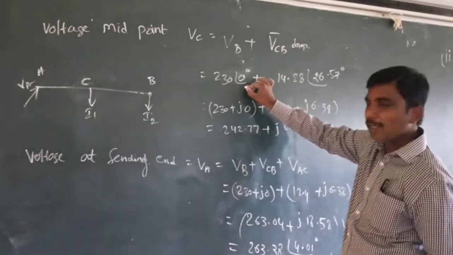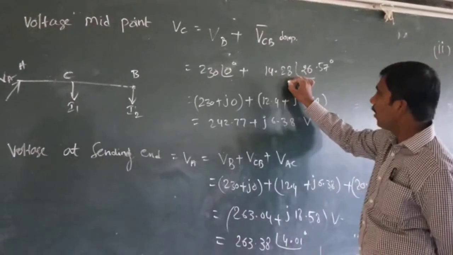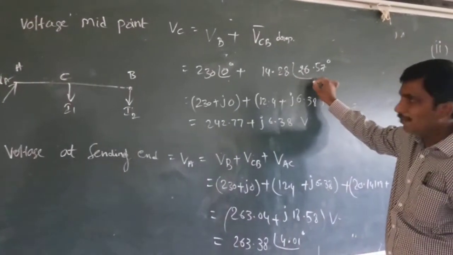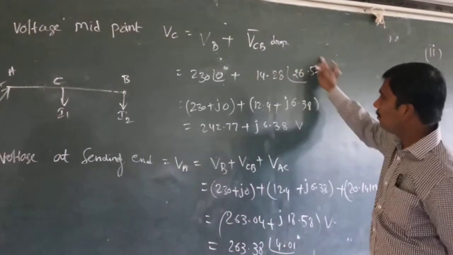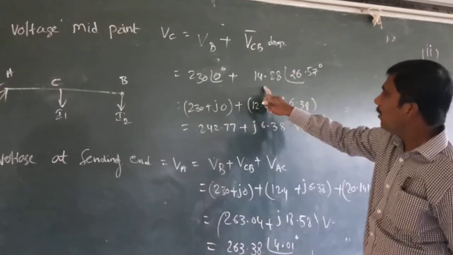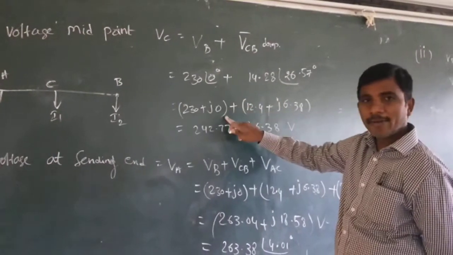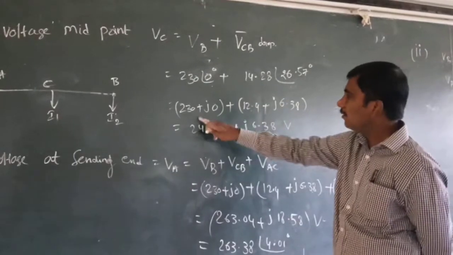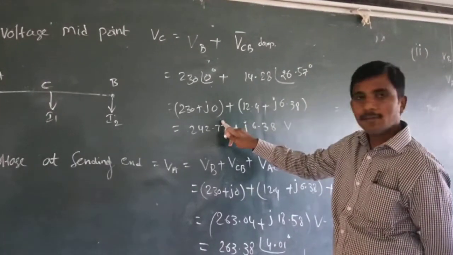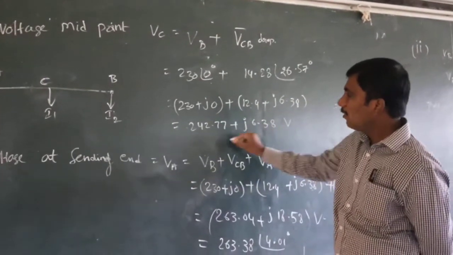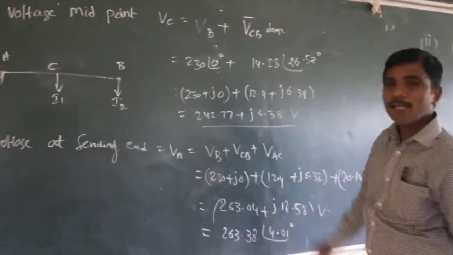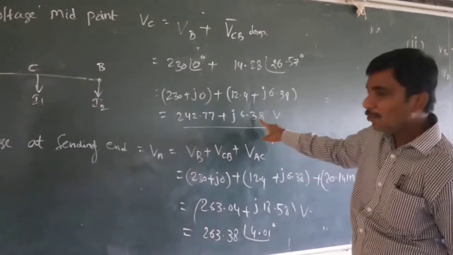VB is 230, given, plus the VCB drop, which is 14.28 at an angle of 26.57, which we already calculated. Now the addition will be done in rectangular form, so we convert into rectangular form, add the real parts and the j terms also. Finally we get 242.77 plus j6.38 volts.